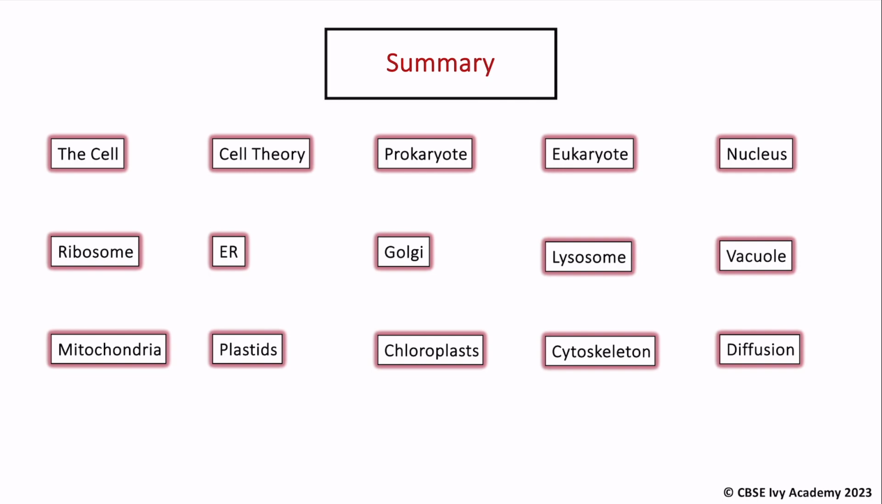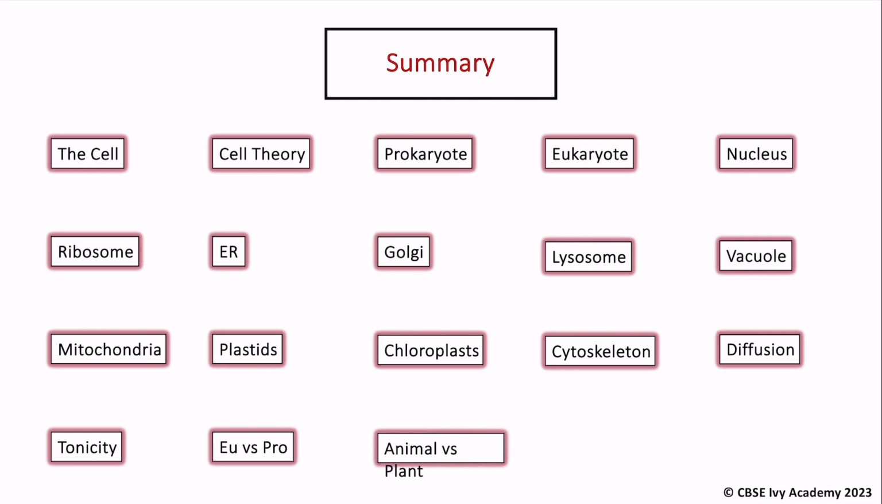We then covered diffusion, which is the movement of particles from areas of high concentration to areas of low concentration, and osmosis is the movement of water from areas of high free water concentration to areas of low free water concentration. We wrapped up with tonicity and discussed how red blood cells in hypotonic solutions puff up and lyse, while red blood cells in hypertonic solutions shrivel up and die. And then we finished up with 2 comparisons between eukaryotes and prokaryotes, and between animal and plant cells.